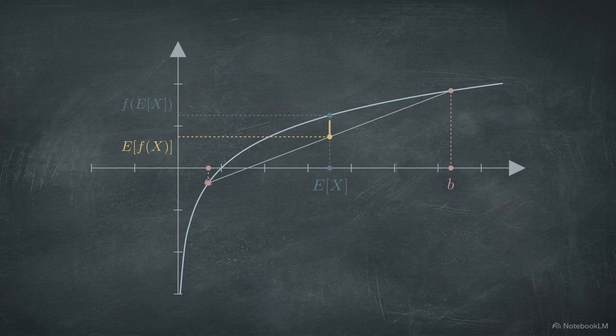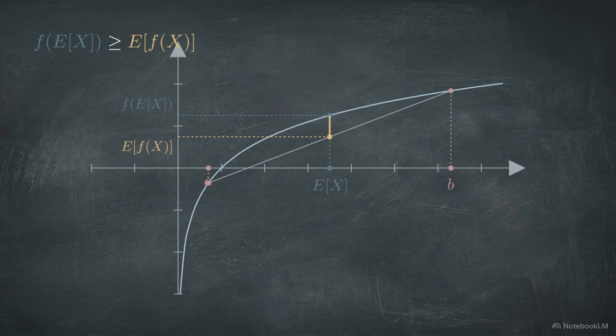Because the function is concave, the curve always bows outward. The point on the curve sits strictly above the point on the straight chord. This visualizes Jensen's inequality for concave functions. The function of the expectation is always greater than or equal to the expectation of the function.